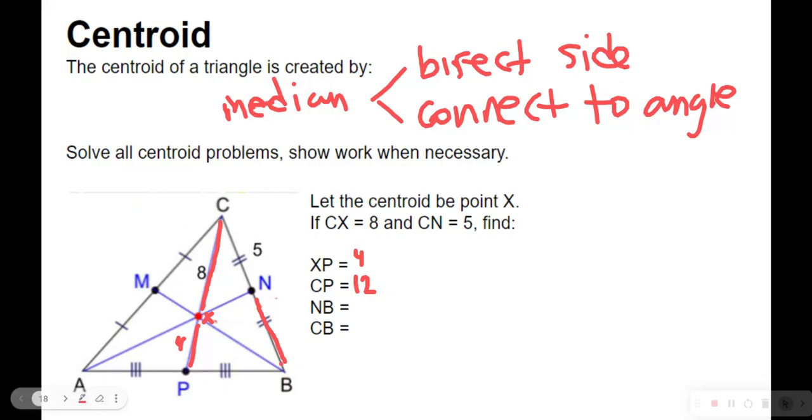So since I had to bisect the side, well, that means if this is 5, this is going to be 5 right here. So NB is 5, which means the whole length is 5 plus 5. CB is 10.